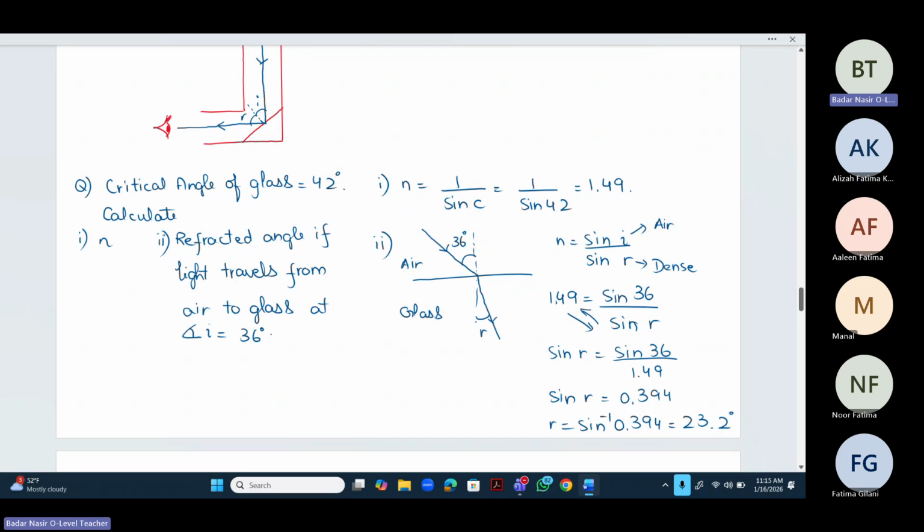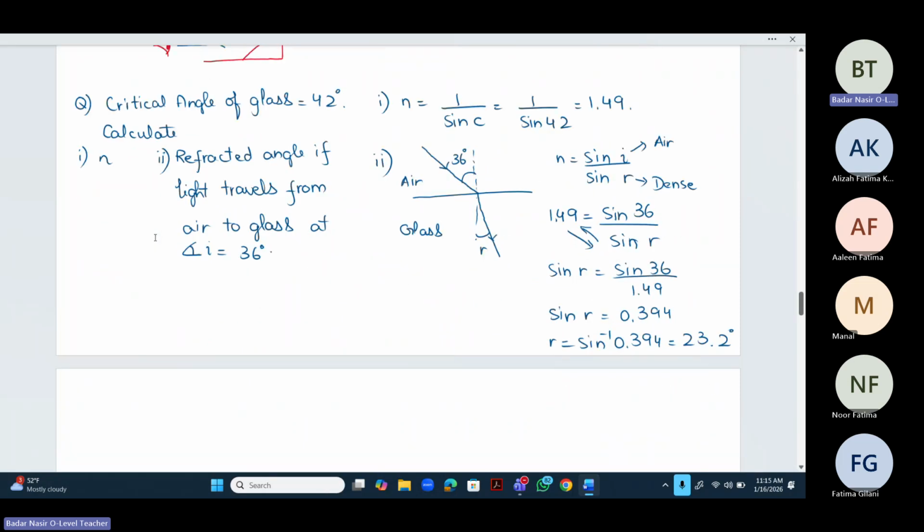In the question we were provided with the critical angle, okay? And then he asked us to find out its refractive index. You will use the formula n equals 1 over sine c. Put 42 in the formula. Solve the whole expression on your calculator, you get 1.49.